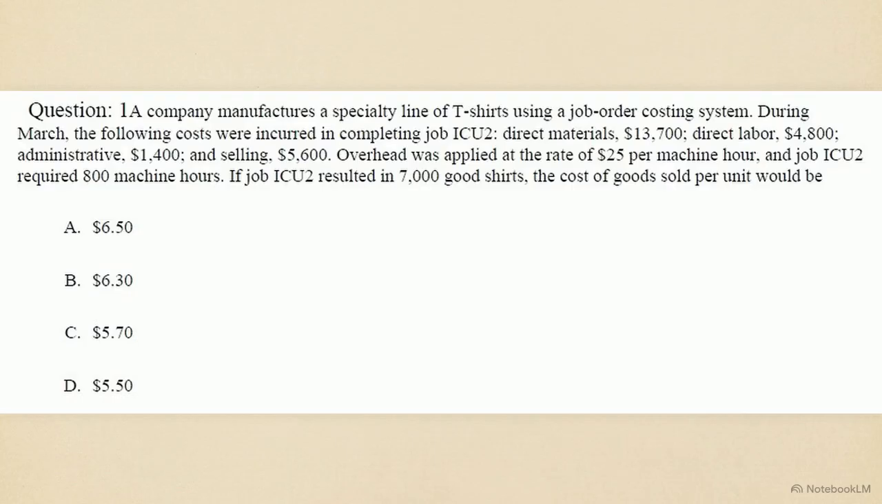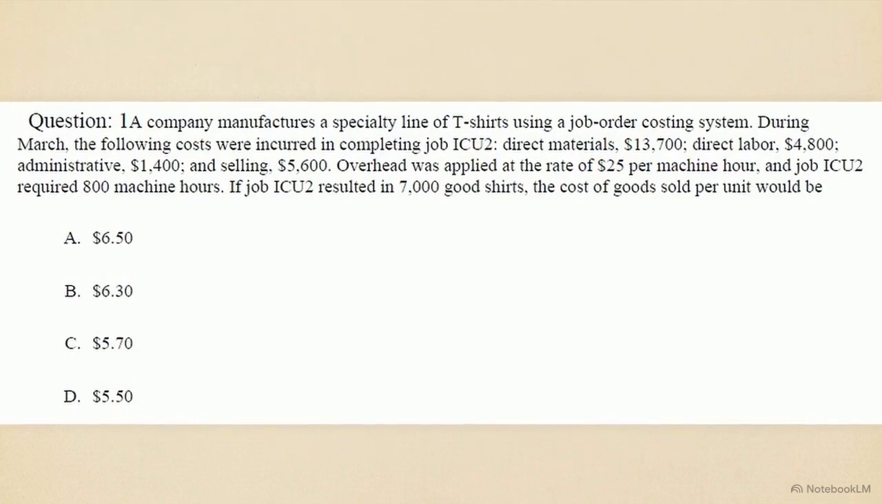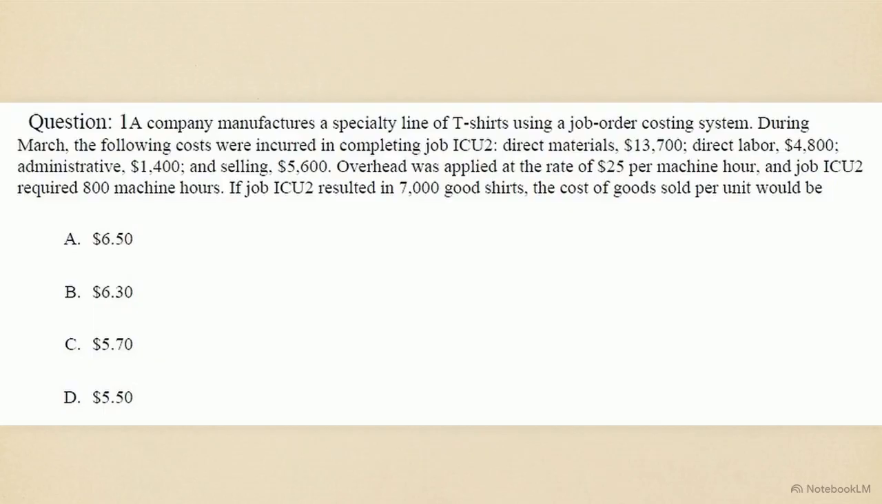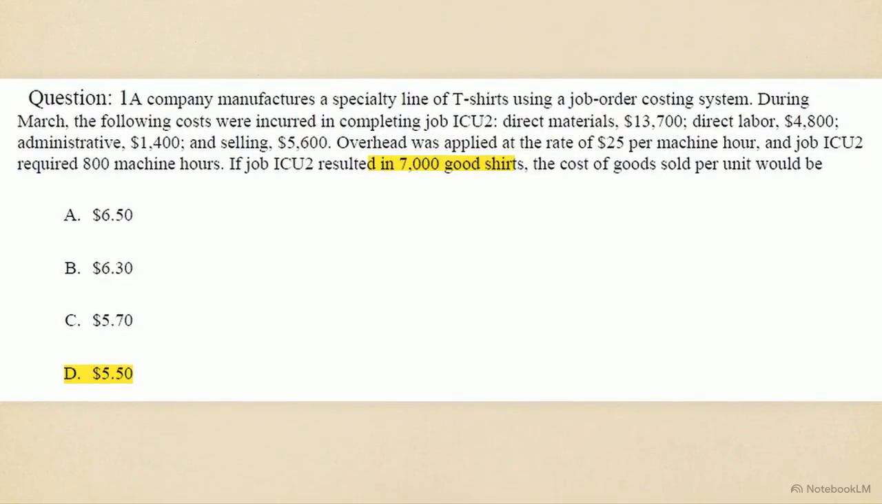This problem provides a practical scenario for calculating a total product cost using an applied overhead rate. First, we accumulate the actual direct costs from the job sheet, $13,700 in direct materials and $4,800 in direct labor. Next, we calculate the applied overhead. We multiply the 800 machine hours the job required by the predetermined rate of $25 per hour, yielding $20,000 in overhead. We sum the materials, labor, and overhead to find a total product cost of $38,500. Dividing that by the 7,000 good shirts produced gives us a unit cost of $5.50.